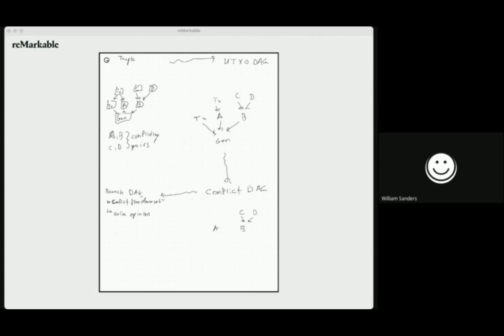Now here, what are the valid opinions? One valid opinion is to say, oh, I think A is right. Another valid opinion is B, right? Another valid opinion would be C and B. Notice though, if you think C is good, then you also have to think B is good, because C depends on B. And another one is D and B. The last one I didn't mention is what we call the master branch, which is thinking nothing is good, right?